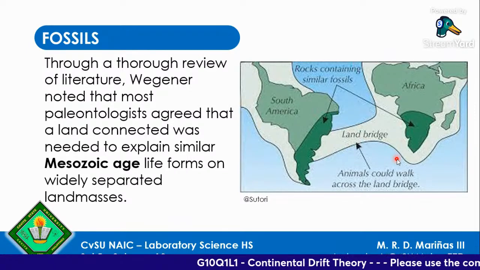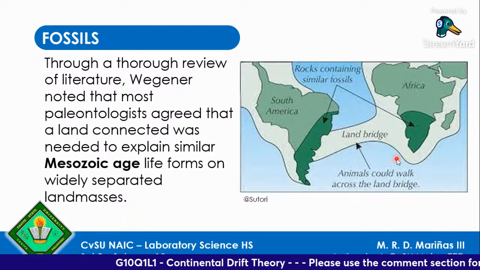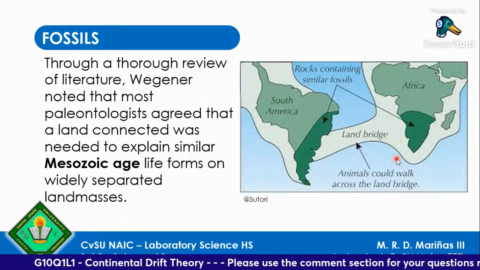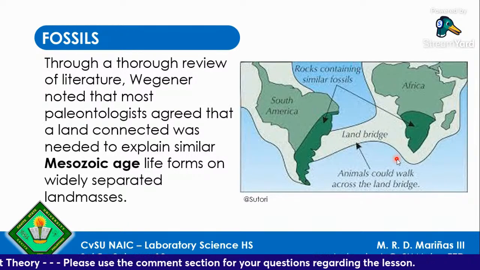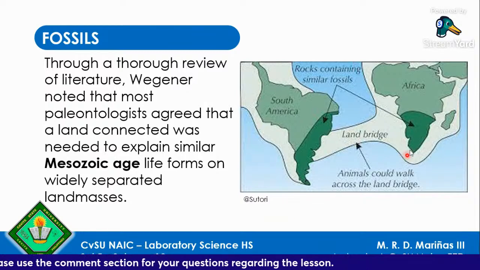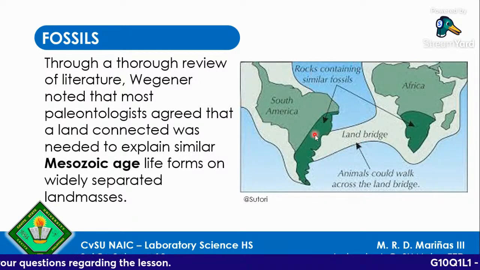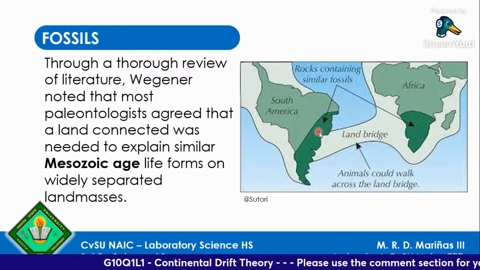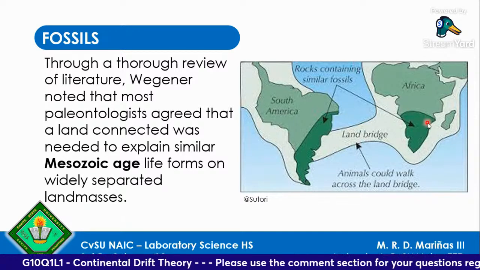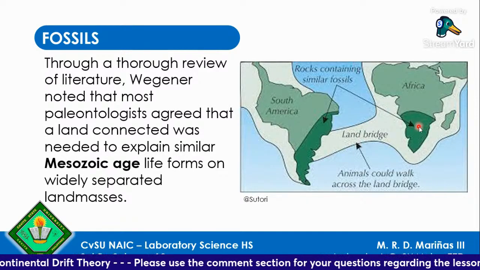These scientists agreed that a land connection was needed to explain similar Mesozoic age life forms on widely separate land masses. So, as you can see here on our map, as pinopoint out ko ngayon, these darker green portions of South America and Africa, they contain similar fossils. So may mga natagpuan ang mga fossils dito sa South America na kahawig ng Africa. They have the same age and the same type.